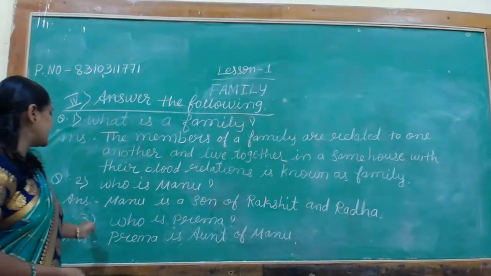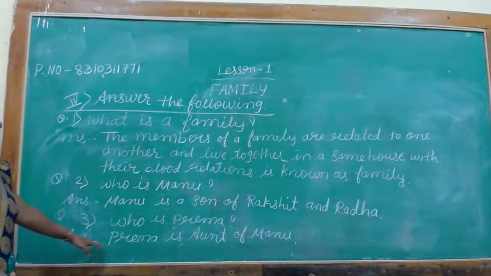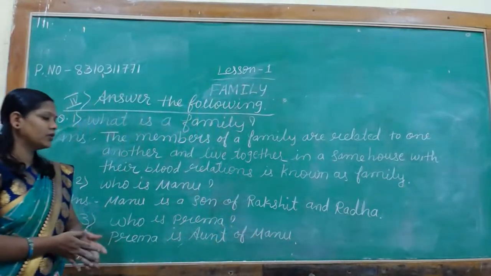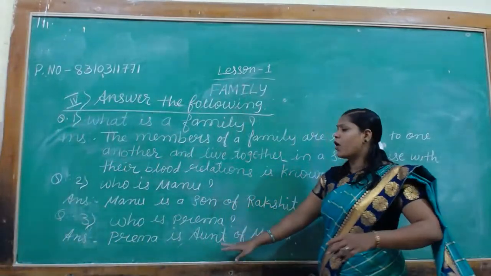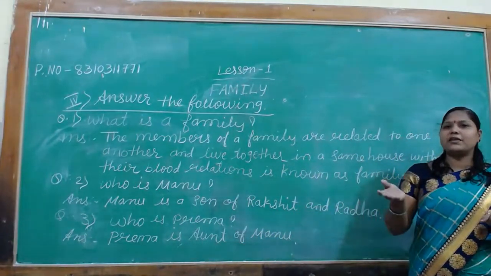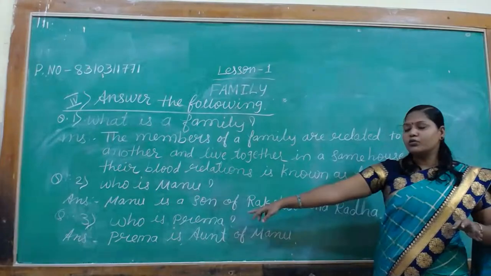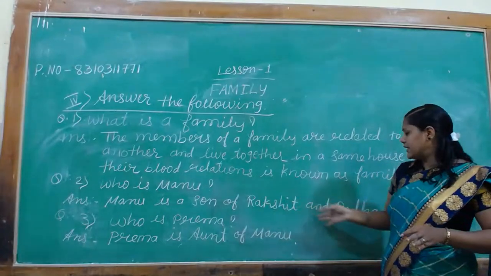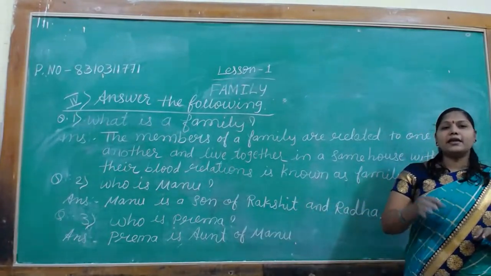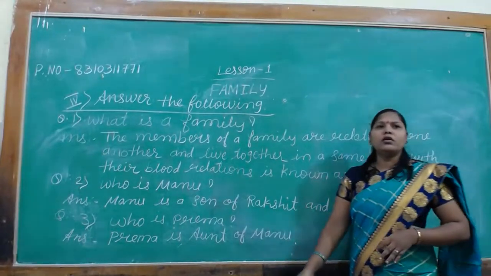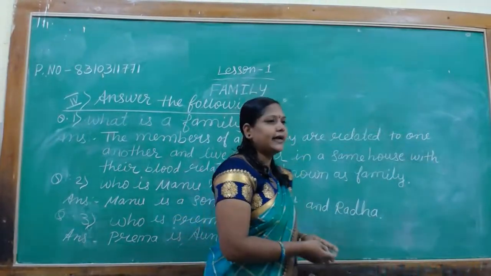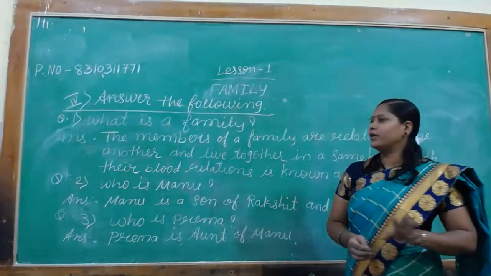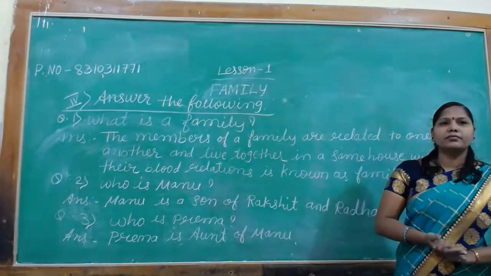See students, third question is, who is Prema? Answer is, Prema is aunt of Manu. Students, if you are not understanding this, you have to follow the family tree. You have to observe that. What are the relations for Manu? You should understand that. Who is Prema, who is Rakshita and Radha? You have to observe the family tree, then you will understand. Okay? So these three questions, write in your classwork. Next, we will continue these question answers. You have to write in the classwork only. Okay, students? Okay. Thank you.